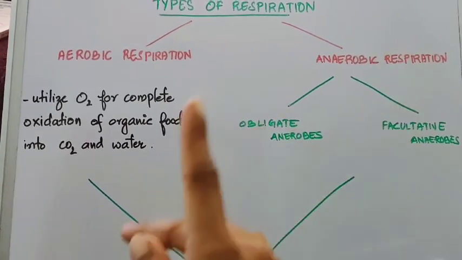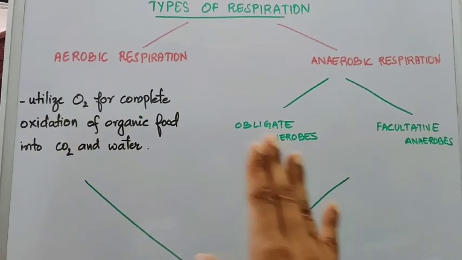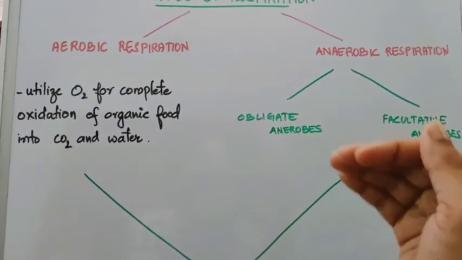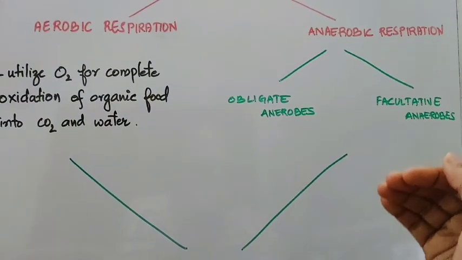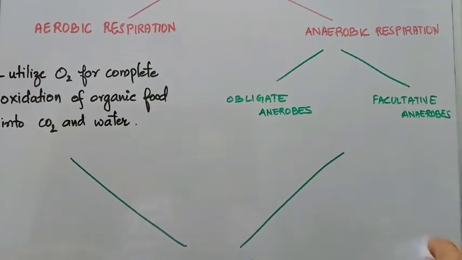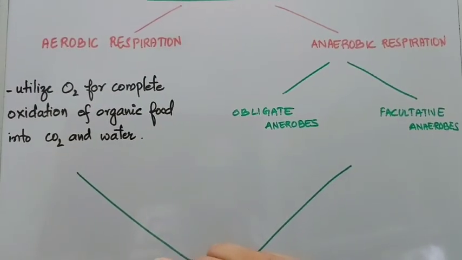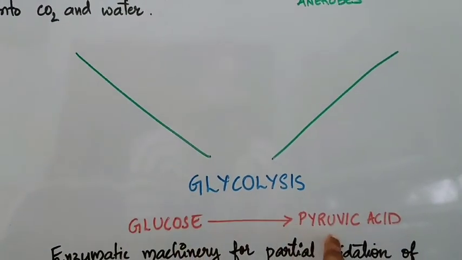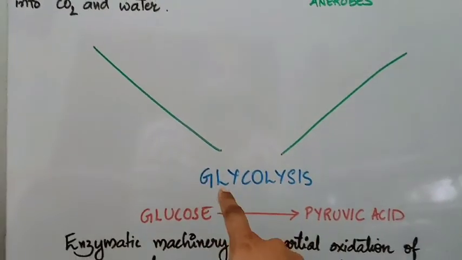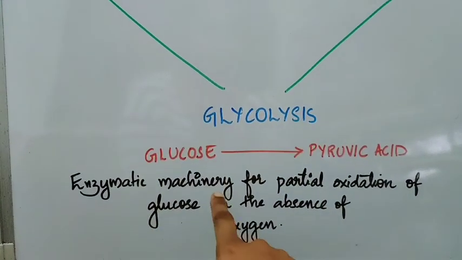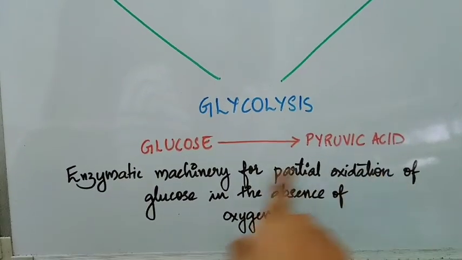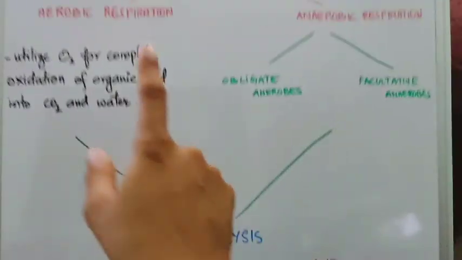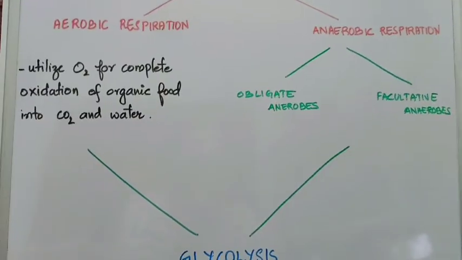So we can say that the first step in any cellular respiration is the step wherein glucose is partially digested into another organic compound in the absence of oxygen. Okay, the name given to that first step is glycolysis, wherein glucose is converted into pyruvic acid. So, glycolysis can be defined as an enzymatic machinery for partial oxidation of glucose in the absence of oxygen. Now, glycolysis is a step which is common in both aerobic respiration as well as anaerobic respiration.